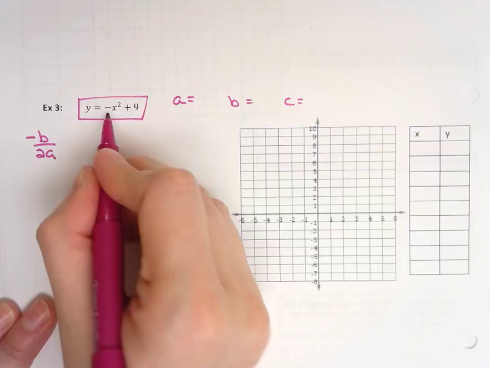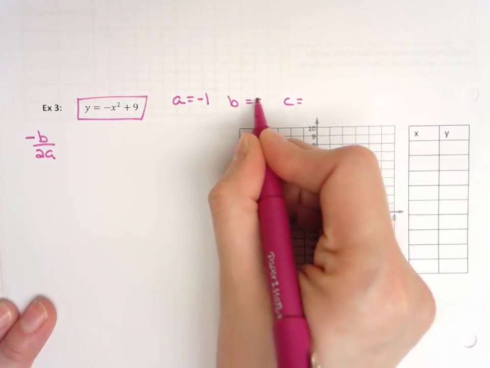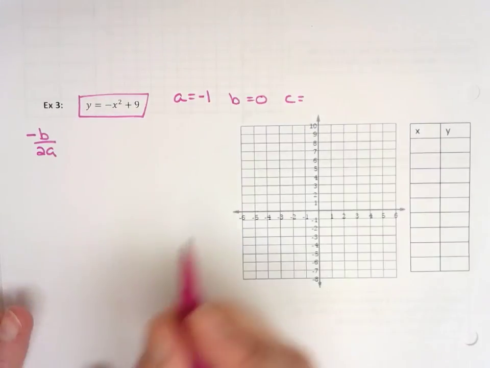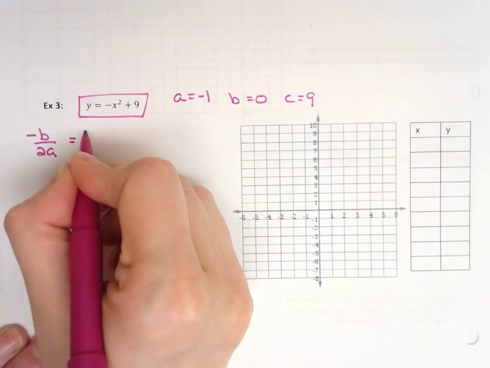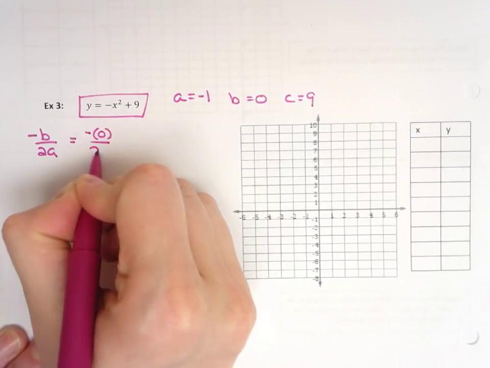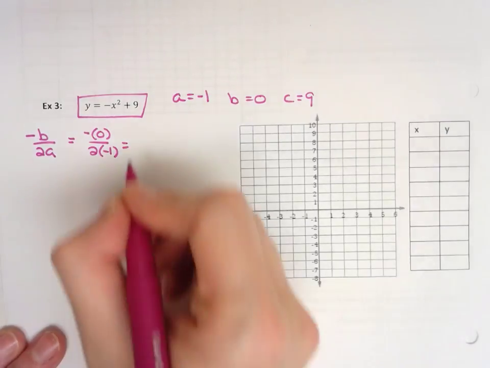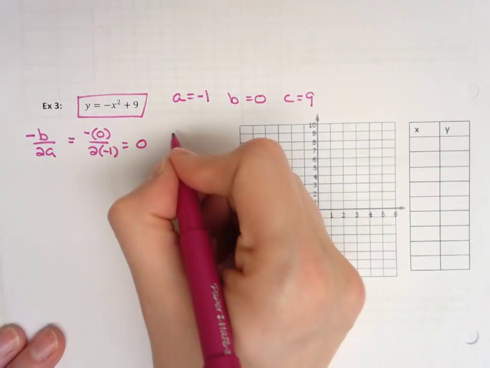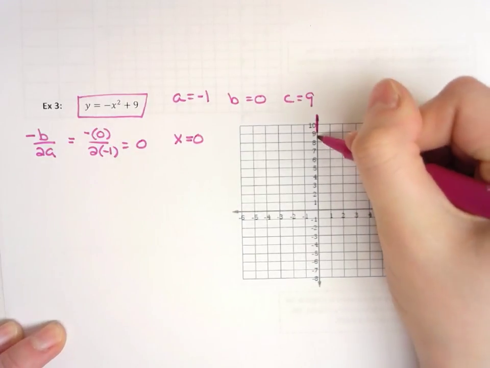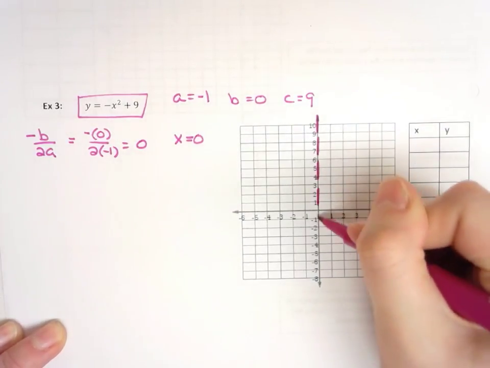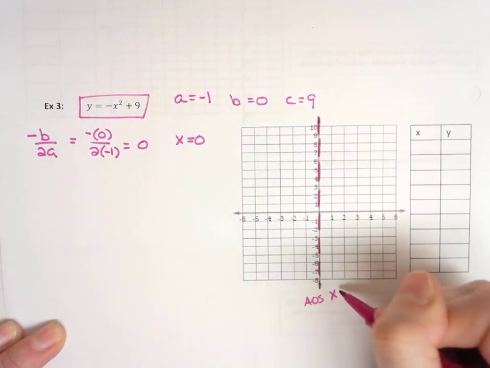Well, the a value is negative 1. The b value is 0. There is no regular x in this problem, so it's 0. The constant is 9. So that means when we plug this in, it goes negative 0 divided by 2 times negative 1. And anytime you've got a 0 on the top part of your fraction, your answer is 0. So that means that our axis of symmetry is x equals 0, which just so happens to be the y-axis this time. So I'm going to draw that in, and that's my axis of symmetry, x equals 0.